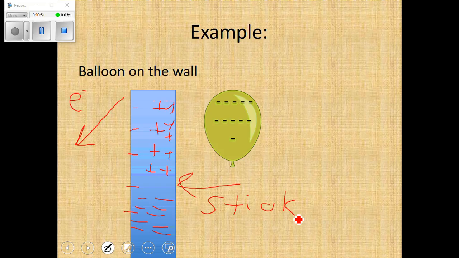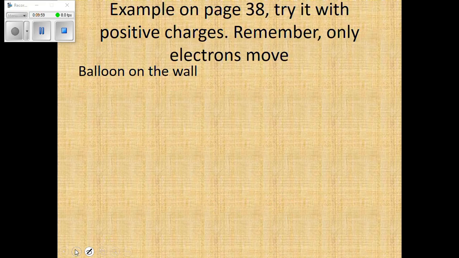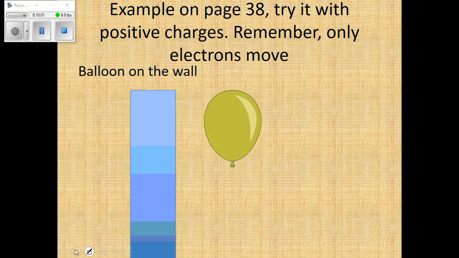Okay, simple example. Now, on the opposite page in your notes, on page 38, what I want you to try to do now is show me what happens if you have a positively charged balloon. See if you can take a few minutes, pause the video, and try to guess as to how, or think about and reason out how this might work. You should get the same result. The balloon should still stick, but the charge configuration will be a little different. So pause the video.